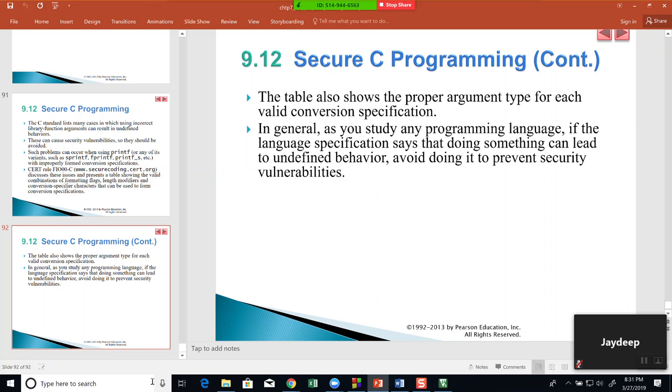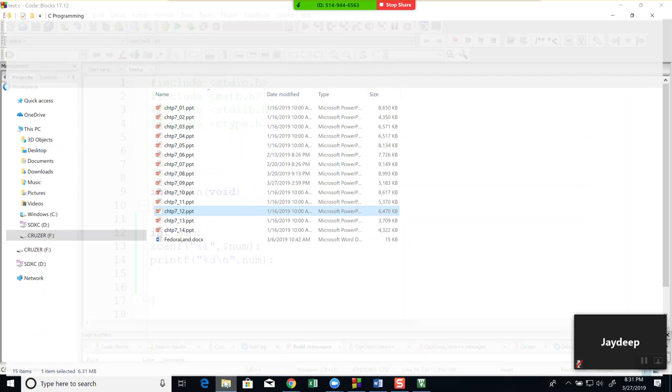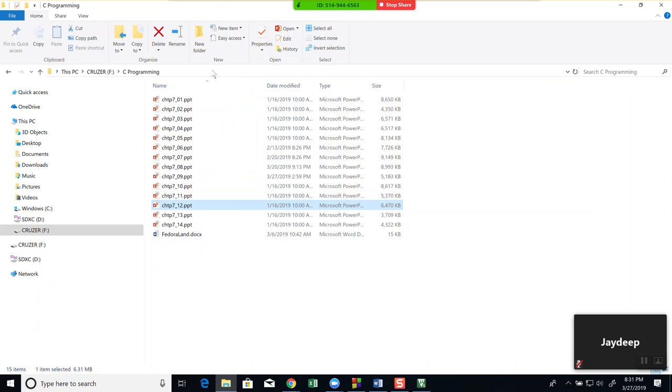Table also shows the proper argument type for each valid conversion specification. In general, as you study any programming language, if the language specification says that doing something can lead to undefined behavior, avoid doing it to prevent security vulnerabilities. That's all of that chapter. It's too early to let you go.